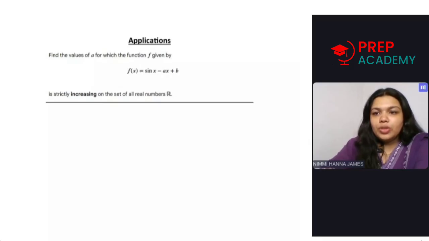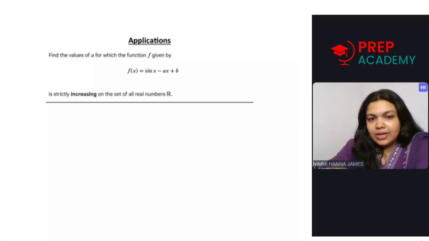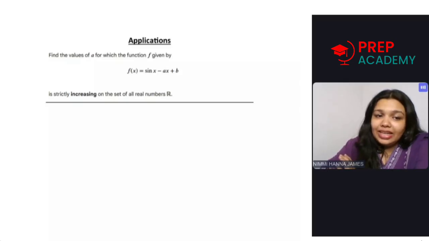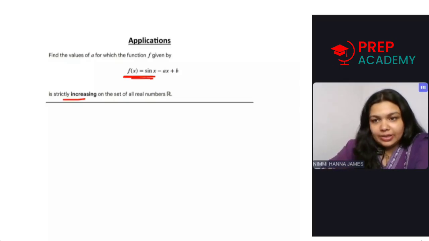Now let's do some of the problems from applications of derivatives. Find the values of a for which the function f given by f of x equal to sin x minus ax plus b is strictly increasing on the set of all real numbers R. So it is given that this function is strictly increasing. Now we want to find the value for a.